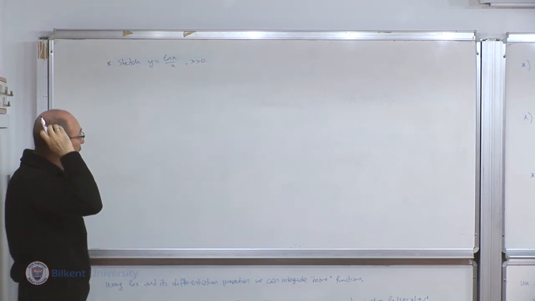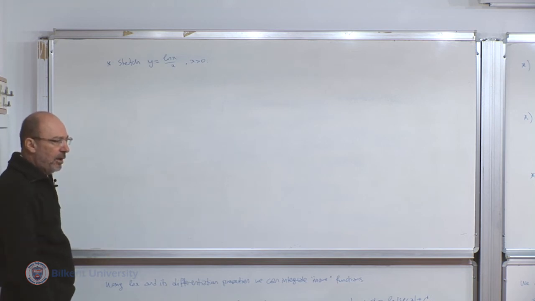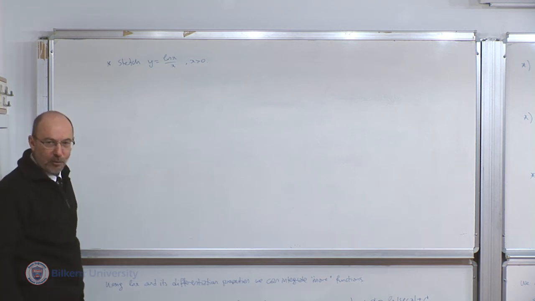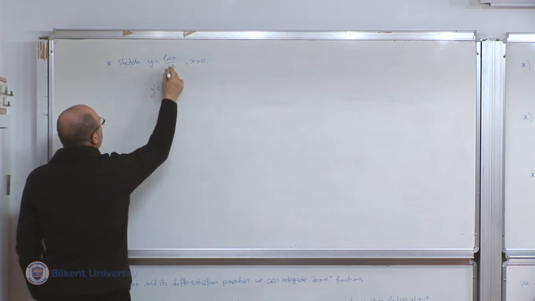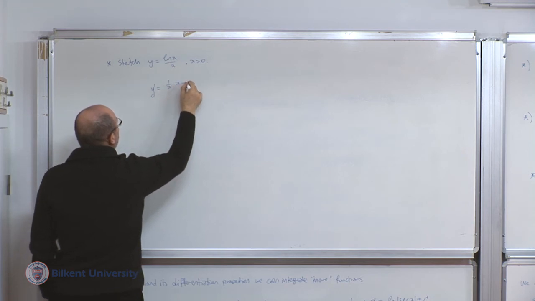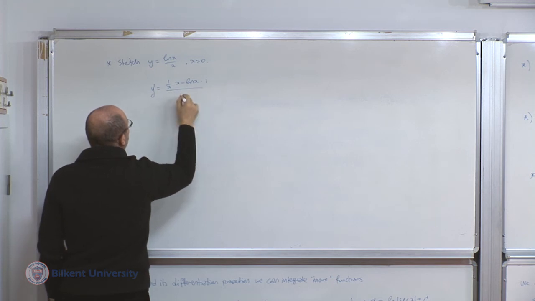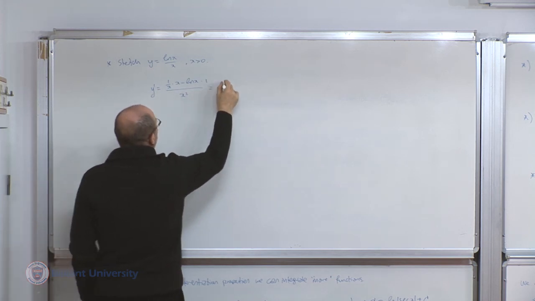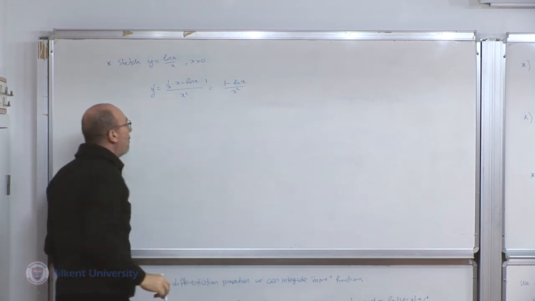Before we continue, we'll look at the derivative. So this is calculus. If you hesitate, you take the derivative. So y prime is derivative of this times this minus this times the derivative of this, divided by x squared. So this is 1 minus ln x over x squared.